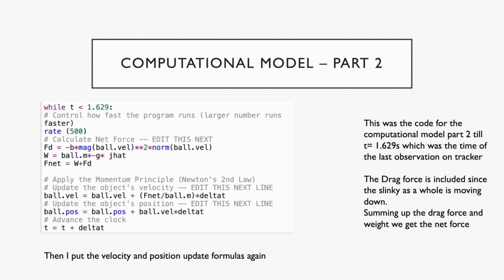This is computational model part 2. This was the code for the model part 2, which runs until t equals 1.629 seconds. This was the time of the last observation on tracker. The drag force is included since the slinky as a whole is moving down. Summing up this drag force and the weight, we get the net force. After that, I again put the velocity and position update formulas for the loop.